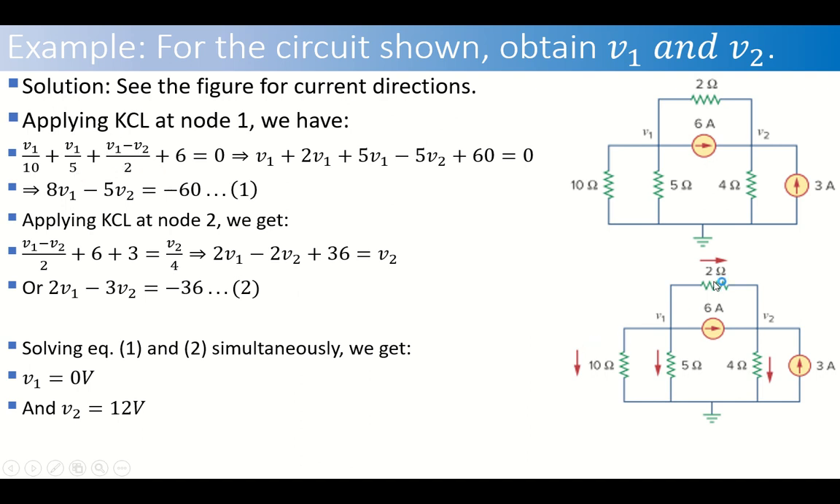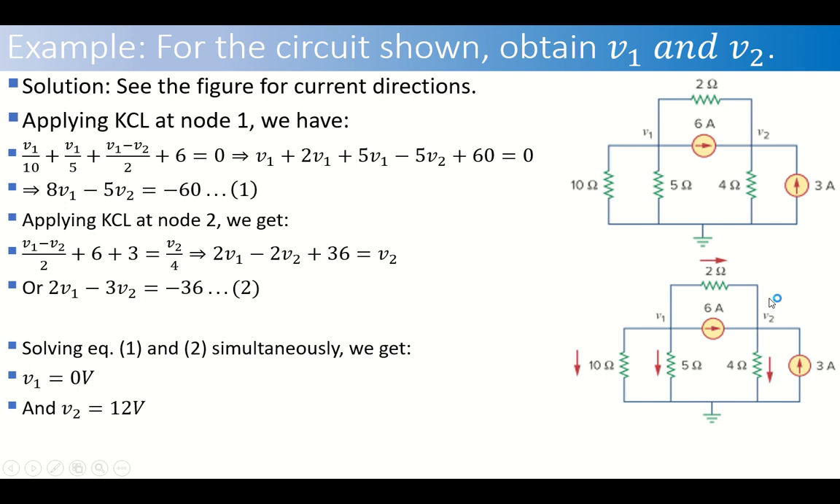Similarly, for the current in the 2 ohm resistance, you can see that this current starts from V1 and ends at V2. So the potential difference will be V1 minus V2, and the current will be V1 minus V2 divided by 2, that is voltage divided by resistance. And the current in this branch is 6 ampere, so plus 6 should be equal to 0. Now we can easily simplify. You can see that the LCM is 10. So this will be V1 plus 2V1 plus 5V1 minus 5V2 plus 60 is equal to 0, or 8V1 minus 5V2 is equal to minus 60. Let's call this equation number 1.